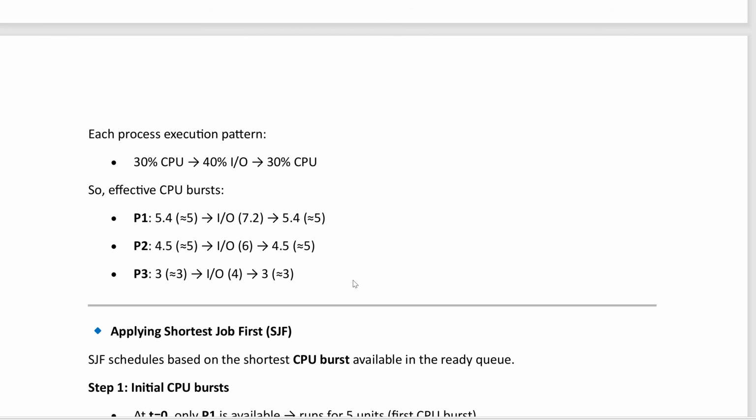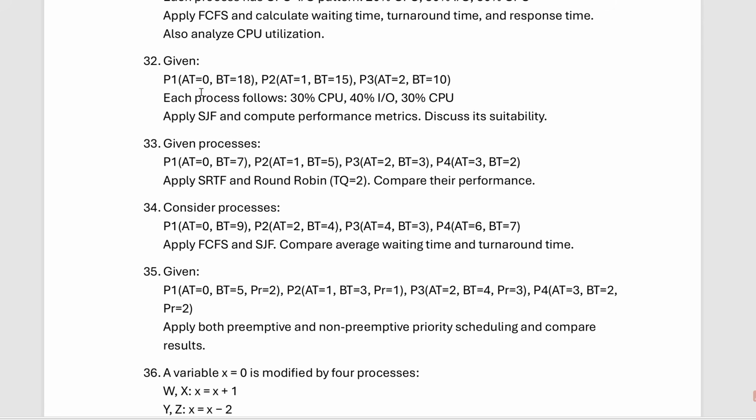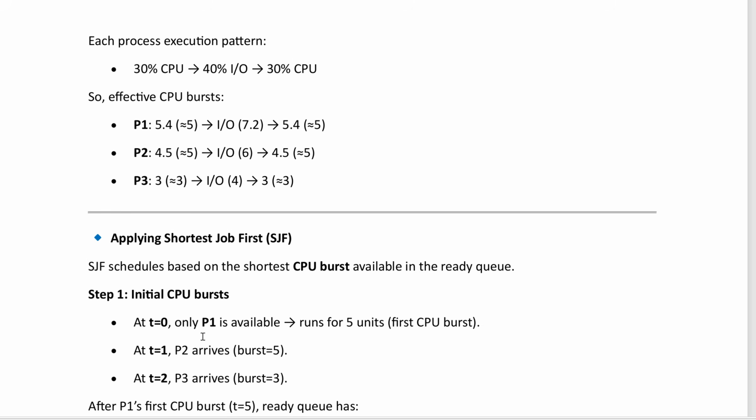It is similar to the previous problem, but the scheduling algorithm has been changed now. So at time 0, P1 arrives, right? Arrival time of P1 is 0. Only P1 is available at time 0, so it runs for 5 units. It will complete its full CPU burst of 5, right? Because it is a non-preemptive version.